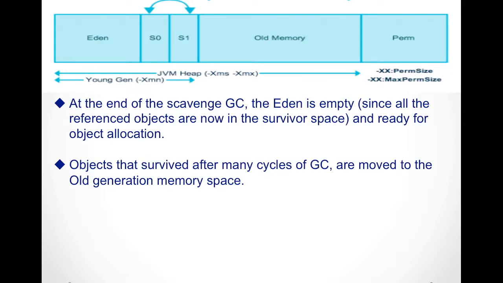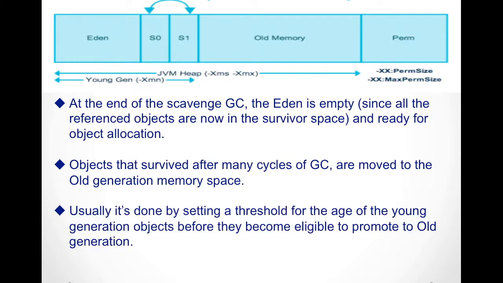Objects that survived after many cycles of GC are moved to the old generation memory space. Usually it's done by setting a threshold for the age of the young generation objects before they become eligible to promote to old generation.